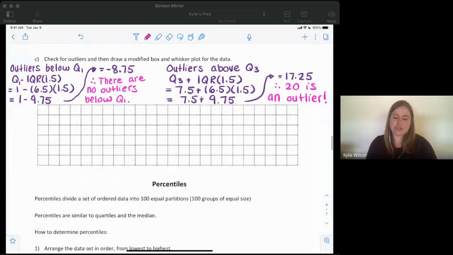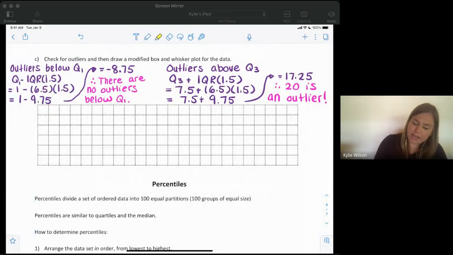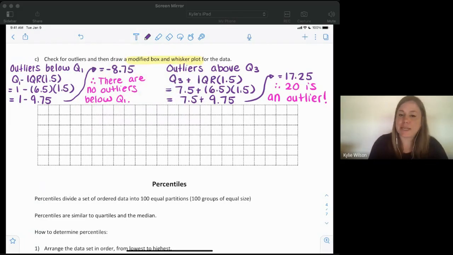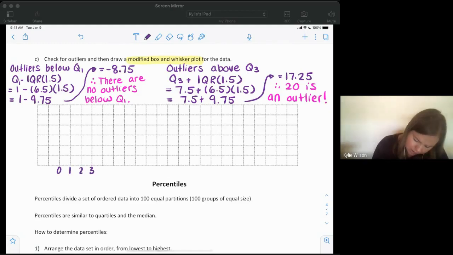so now let's draw our modified box and whisker plot. So I'm going to start the same way by drawing my scale. I still need to go from 0 to 20 because I still need to include all of those data points. So I'll have 0, 1, 2, 3, 4, 5, 6, 7, 8, 9, 10, 11, 12, 13, 14, 15, 16, 17, 18, 19, 20.